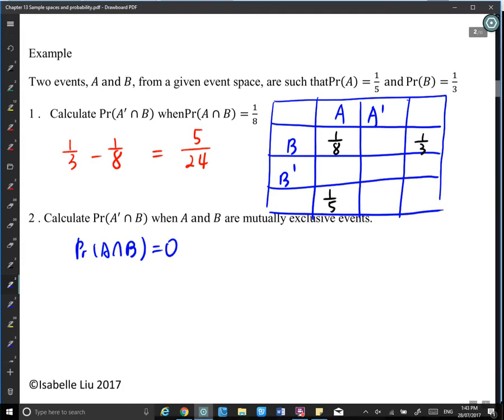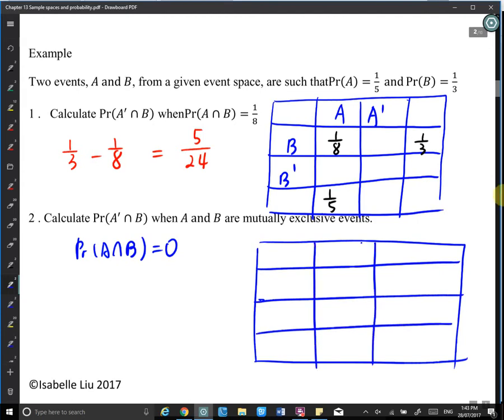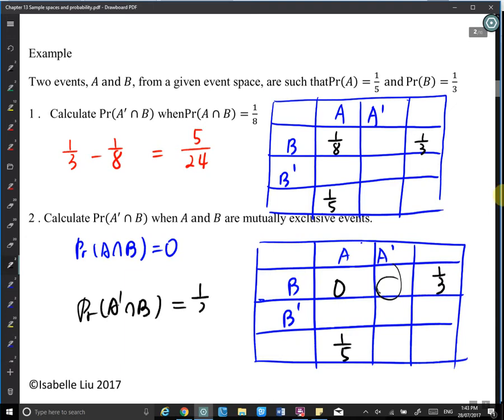And next, I still have the same table here. I have A, I have A dash, I have B, I have B dash. And that point is 0. And I still have 1/3 and 1/5. I want A dash intersects B. I'm still working on that one. So that is a third. It's just a third minus 0.